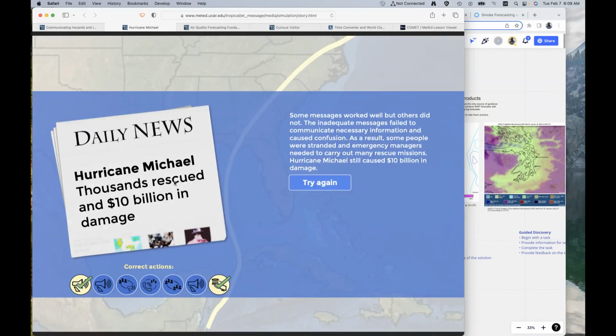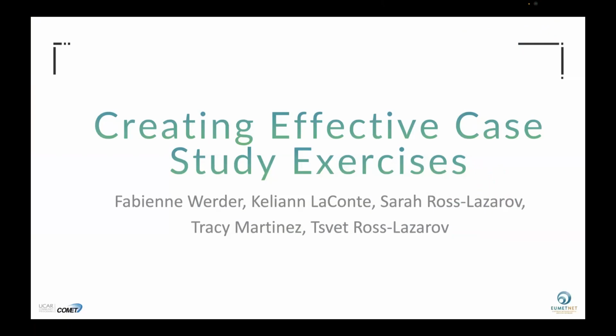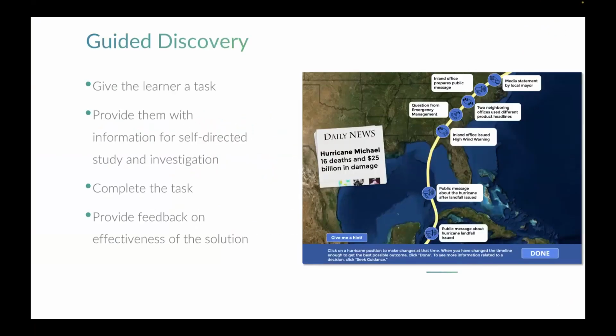and then I see here in the newspaper that thousands of people were rescued. So I have made progress. No one has died. And I have diminished the damage a little bit to about 10 billion or so. But also I need to do a lot more work in order to change the outcome of this event completely. And so this is how a guided discovery approach works when you are creating a guided discovery case study exercise.